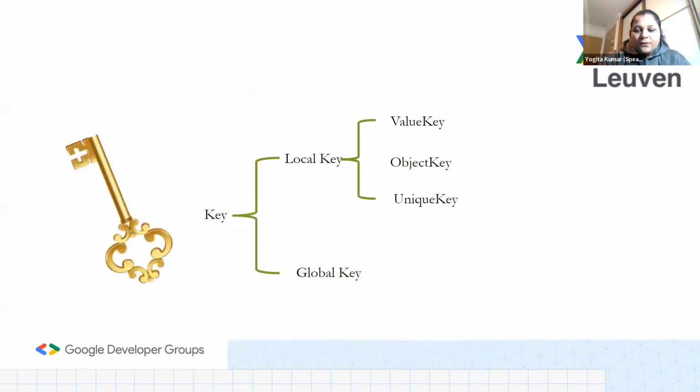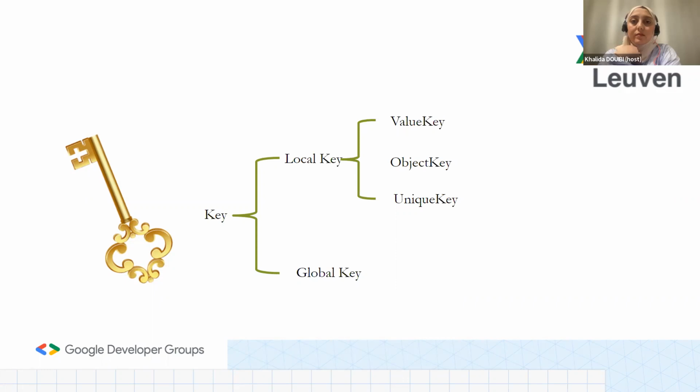There are two types of key in Flutter: local key and global key. Again, the local key is divided into three types: value key, object key, and unique key. Value key is a simple integer type of value you can assign to your widget, and it gets identified in your local file. The object key is a complex data type of key, like an object of a class. You can assign an object as a unique value, like an object of a student or an object of a person.